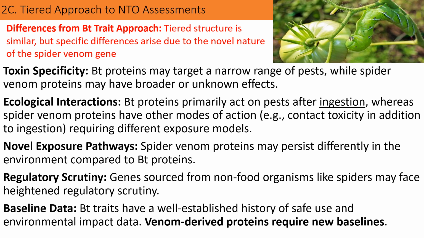BT proteins likely target a narrow range of pests, while the spider venom proteins may have broader or unknown effects. BT proteins primarily act on pests after ingestion, whereas spider venom proteins have other modes of action, including contact toxicity, in addition to ingestion. This requires different exposure models. There are novel exposure pathways, and spider venom proteins may persist differently in the environment compared to BT proteins. Genes sourced from non-food organisms like spiders may face heightened regulatory scrutiny. This requires a totally different baseline of data, and venom-derived proteins require new baselines.